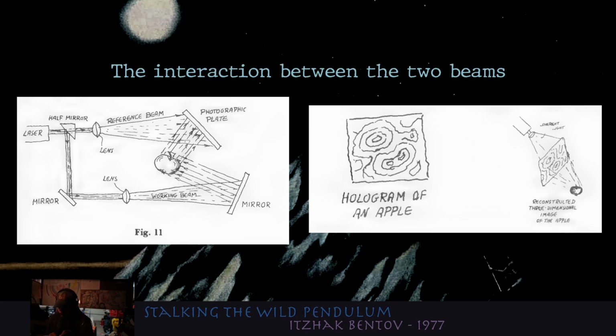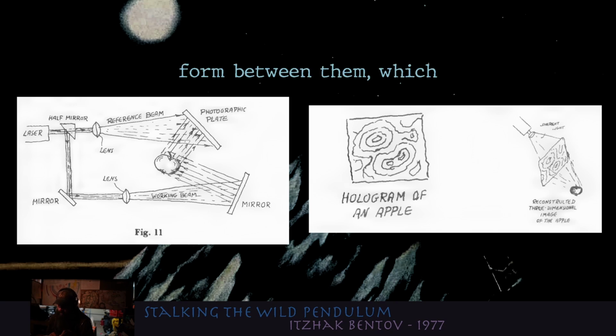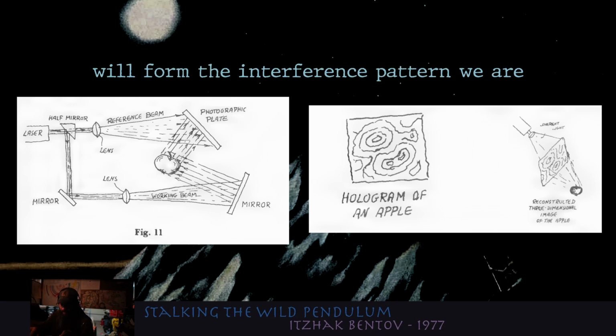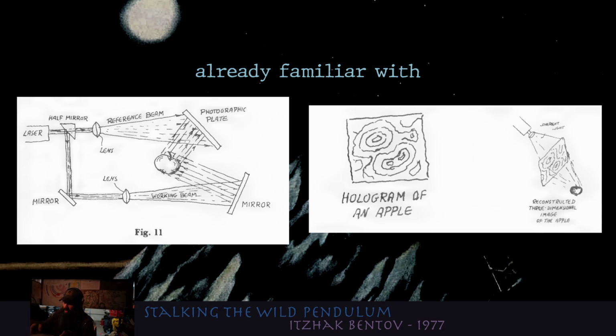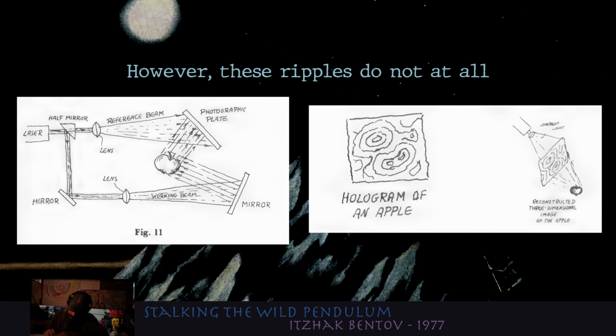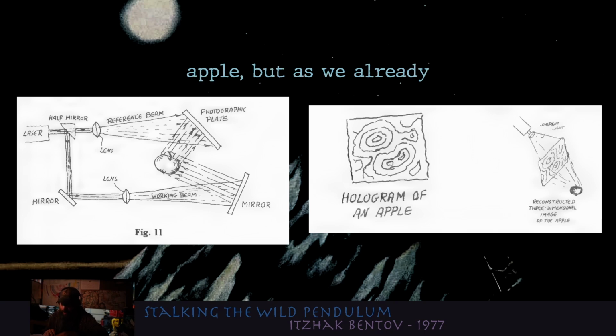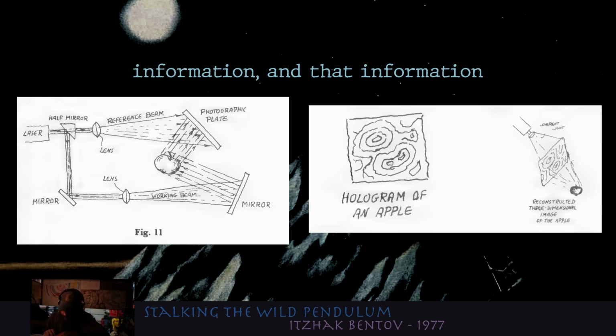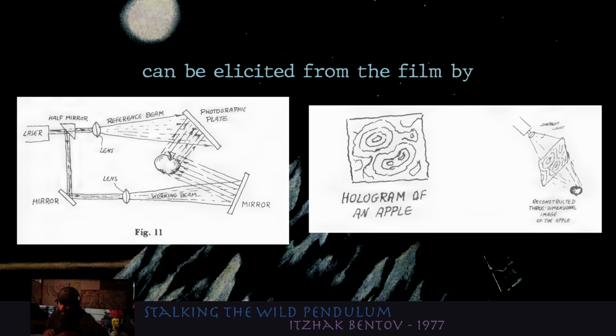The interaction between the two beams will cause ripples to form between them, which will form the interference pattern we are already familiar with, since the light waves will behave in this case the same way as do water waves. However, these ripples do not at all resemble the shape of the apple, but as we already know, the ripples in the photographic emulsion do contain information, and that information can be elicited from the film by illuminating the exposed film with the same light used in making the hologram.